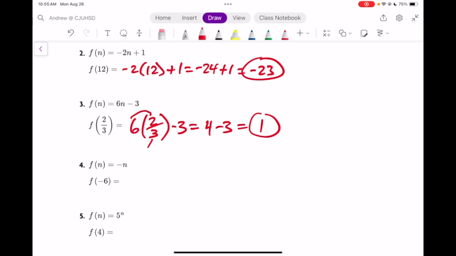The hidden number in number 4 is negative 1. It's negative 1 times n. That would be another way to say that. Or you could call it the opposite of n. So if n is now replaced with negative 6, negative n is positive 6.